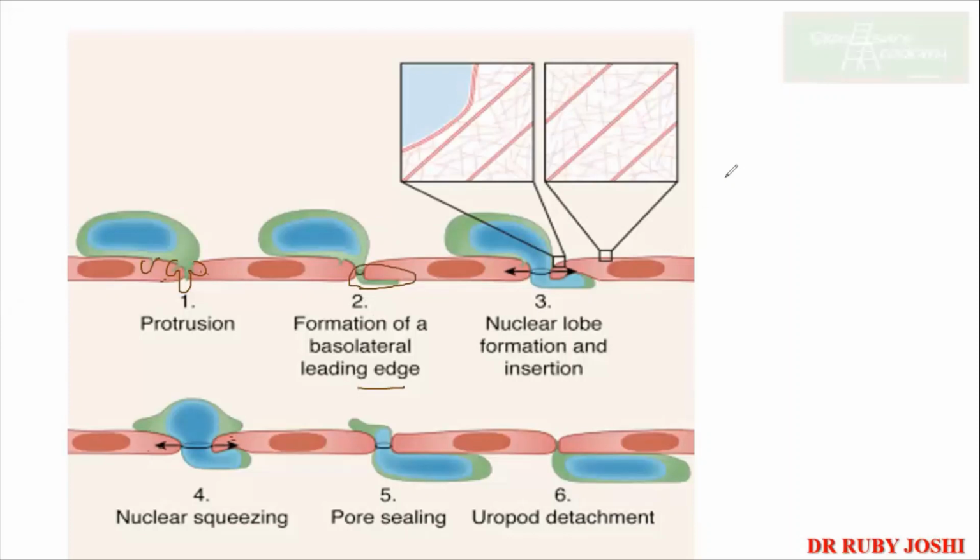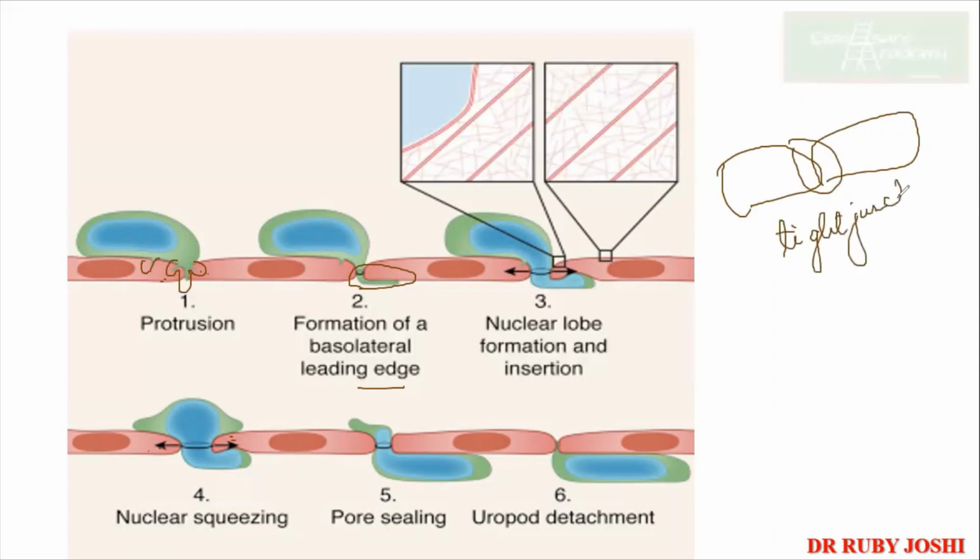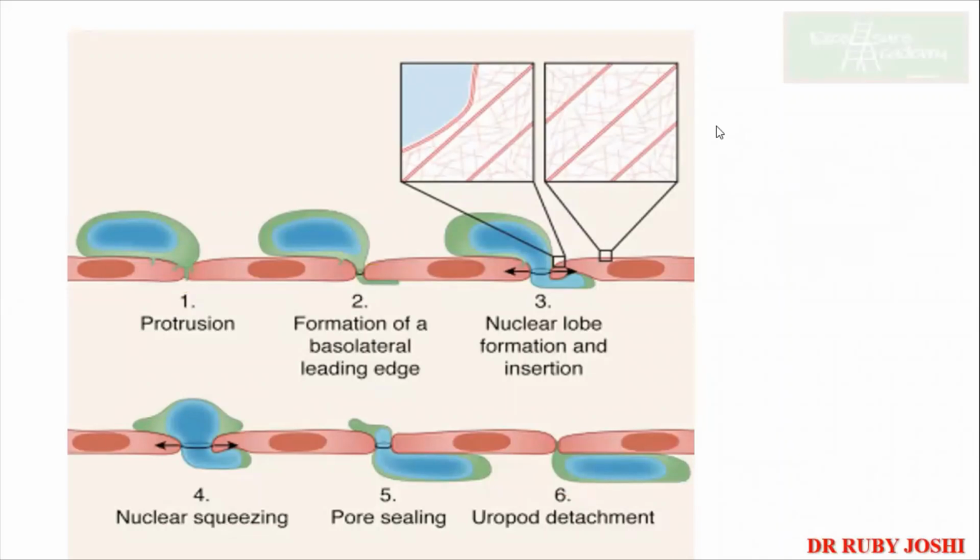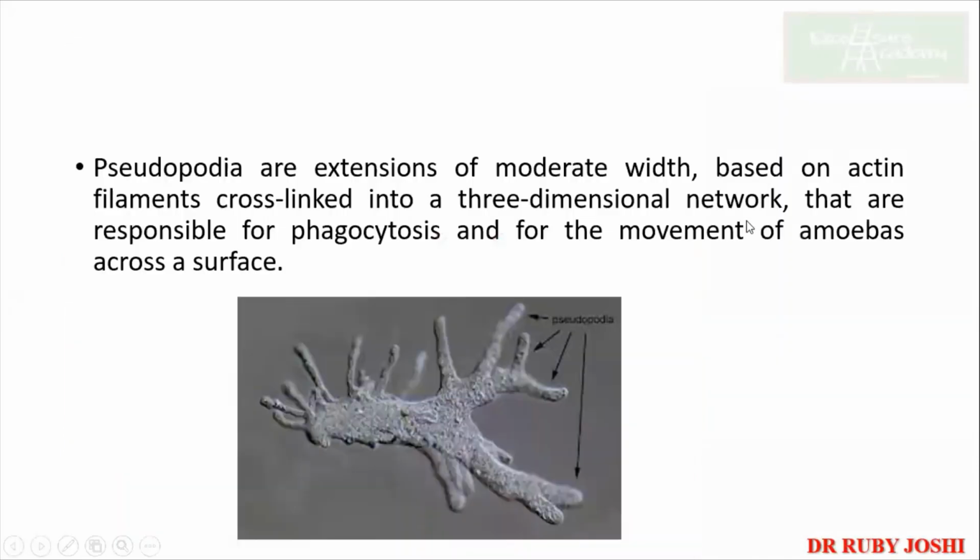As I said, between the two cells you have many tight junctions present. Those junctions are removed, and then the cell starts squeezing itself. Then it comes through slowly, the tight junctions are resumed, and the cell will reach its site. This is how any defensive cell reaches its wound healing site.